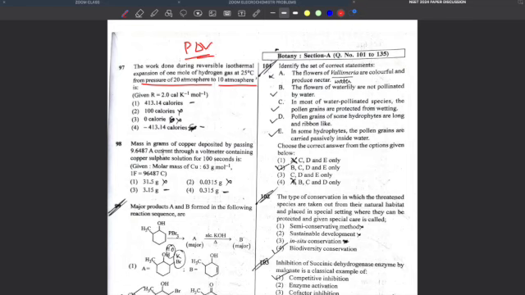Right, next, mass in grams of copper deposited by passing 26.9 current through a voltameter containing copper sulfate for 100 seconds is how much? We have to calculate the mass. So mass equals, atomic mass is 63, into current, divided by 96487, into time is how much? 100 seconds. 100 divided by, valency is not there, 96,500, so the zeros cancel.